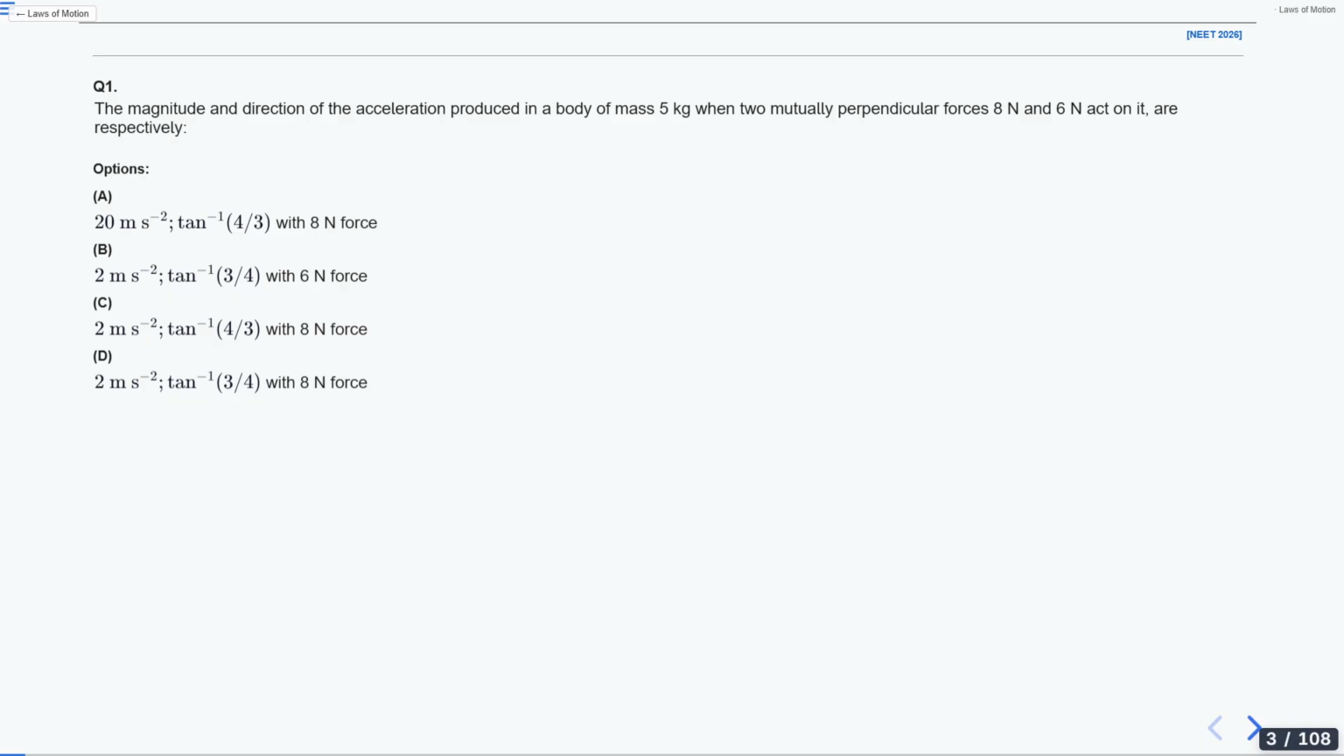Can you please tell me, has anyone solved this? Is there only one student who found option D? Is there no one else who has tried it? Please tell me.